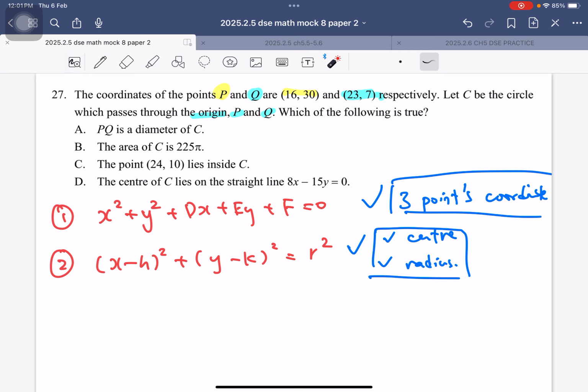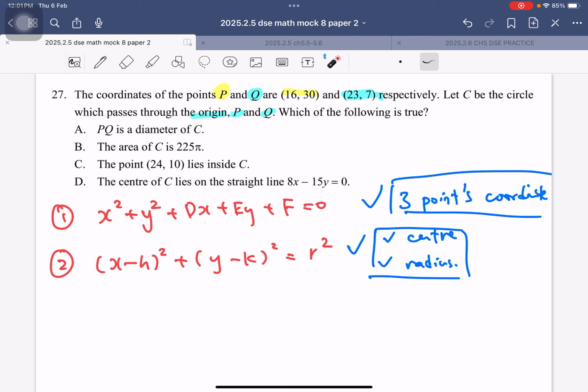Second one is because we have the center. Do we have the center here? No. But can you use the second equation? No, we can't. We don't have the center, we don't have the radius. Then we need to use the first. Why can we use the first? Do we have 3 points?